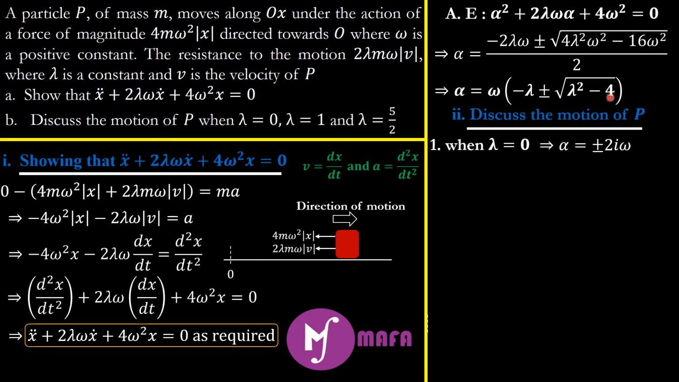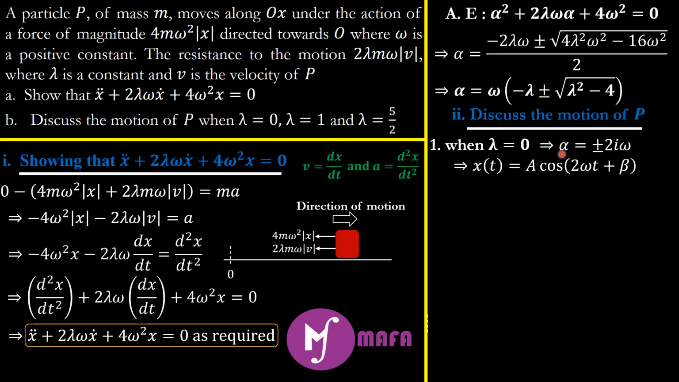0 squared minus 4 is negative 4, and the square root is 2i, but there is an omega multiplying it, so our alpha is plus or minus 2i omega. Now we are going to write the general representation of the displacement when lambda is equal to 0.